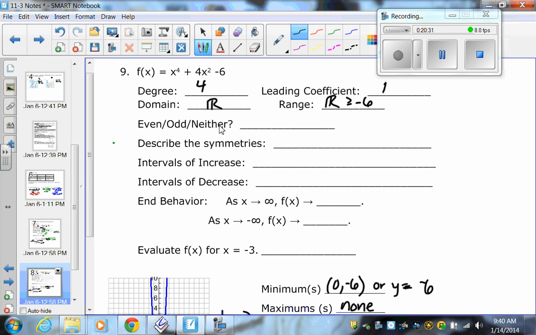Is it even, odd, or neither? You have a positive, an even, and that's really a 0 there, so that's also even. So this is going to be an even function, which means for your symmetry, it's symmetric about the y-axis.